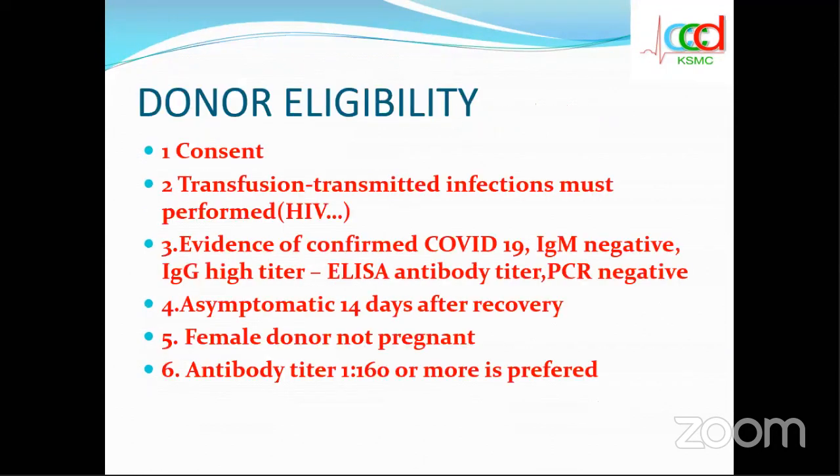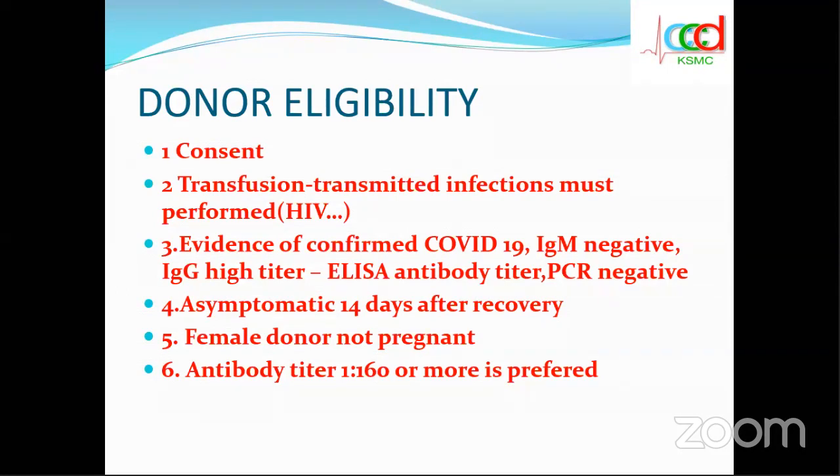Next slide. Now, for the donor, there are also conditions we have to check. We have to take consent from the donor. Of course, like any blood product, we have to check for transmissible infections. We must rule out HIV, hepatitis B, hepatitis C, and all the infectious diseases. Of course, there must be evidence of COVID-19. The donor is supposed to be PCR negative. He had an infection before.